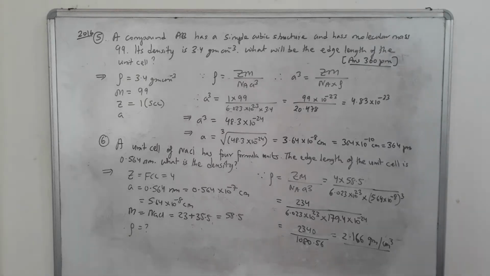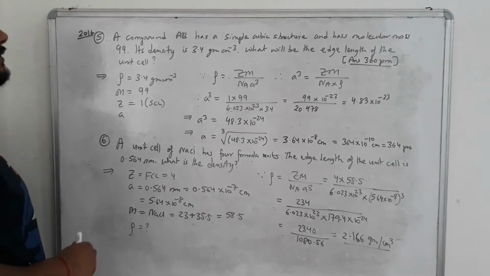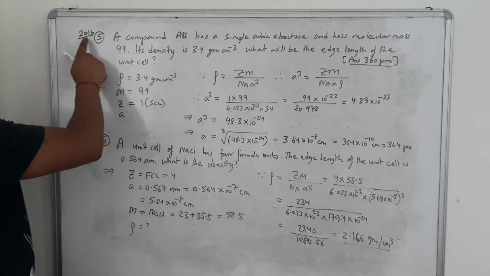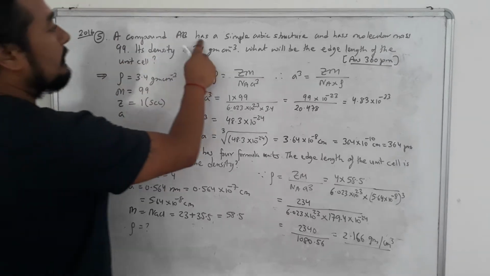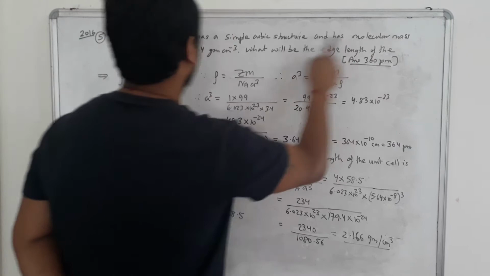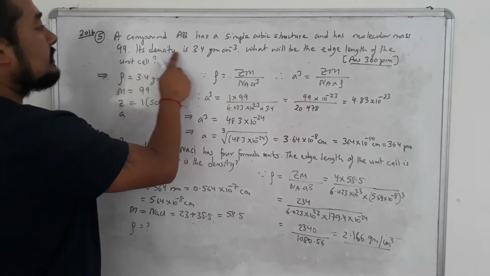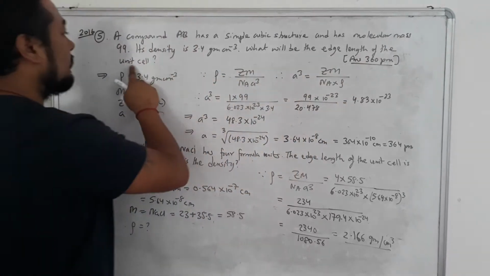Okay, students, welcome back. So we'll be doing number 5 sums regarding density of a crystal in the chapter called solid state. Let us see the question which came in 2016. A compound AB has a simple cubic structure and has molecular mass 99. The density is 3.4 grams per centimeter cube. What will be the edge length of the unit cell?